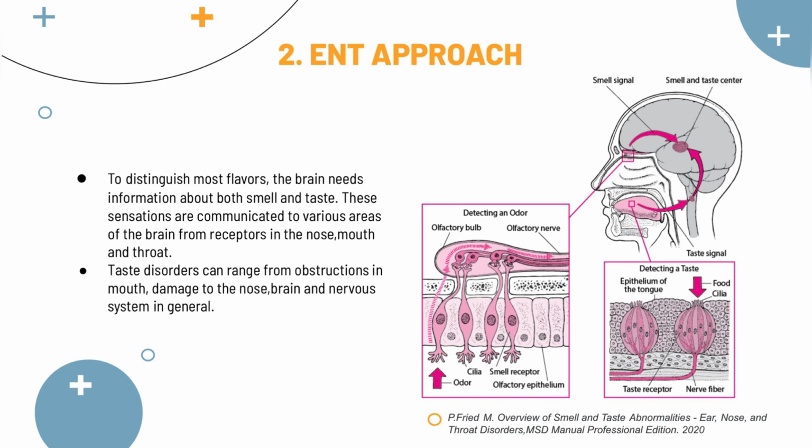ENT stands for ear, nose, and throat. To distinguish most flavors, the brain needs information about both smell and taste. These sensations are communicated to various areas of the brain from receptors in the nose, mouth, and throat. Taste disorder can range from obstruction in the mouth to damage to the nose, brain, and nervous system in general.